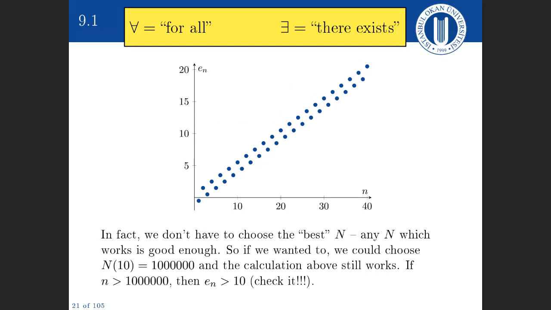Now, before we go on, let me remark that we don't always have to choose the best capital N. We could choose any capital N which works. 21 works, but then every number bigger than 21 also works. So, for example, if we wanted to, we could choose capital N is 1,000,000, and then the calculation still works. If small n is bigger than 1,000,000, then e_n is bigger than 10. Check it. Do the same calculation that I did on the previous page. Check that if small n is bigger than 1,000,000, then e_n is bigger than 10.